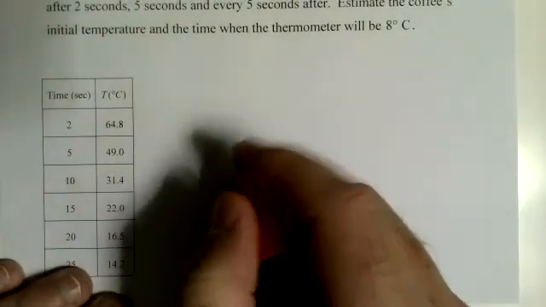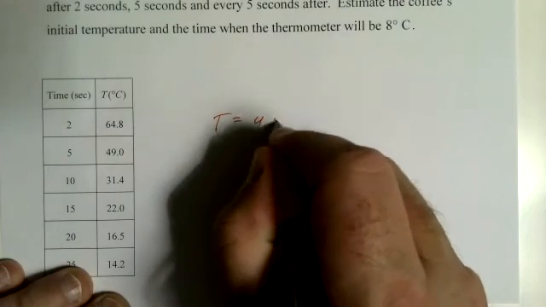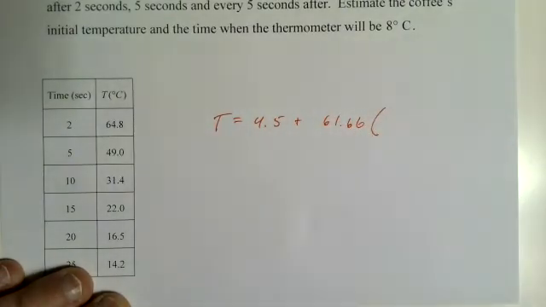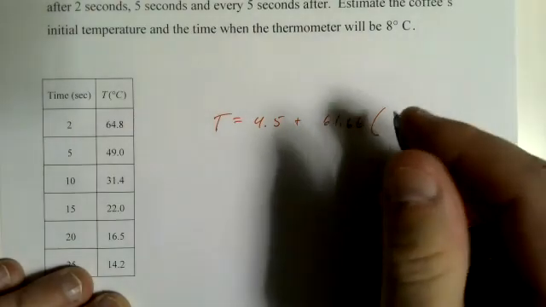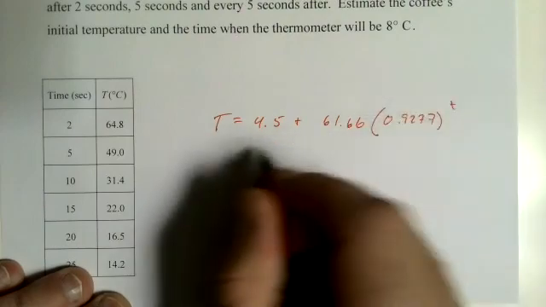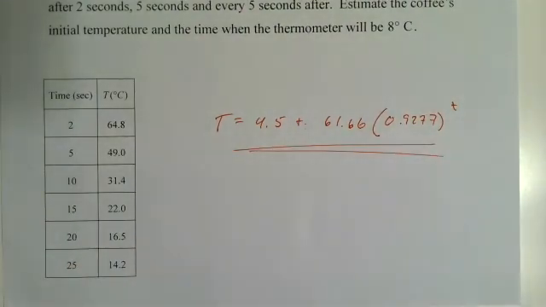Long story short, you're going to get the temperature equals 4.5 plus 61.66 times, I think that's what we just saw, 0.927 to the t. Won't be doing this one in class, so you can ignore it if you're watching the video. Woof. That's it. Good luck and happy mathing.